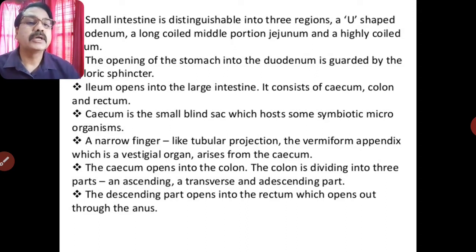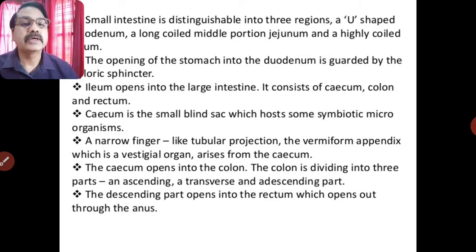Ileum opens into the large intestine. That is the last part of the small intestine, which opens into the large intestine. It consists of cecum, colon, and rectum. So the large intestine has cecum, colon, and rectum. Cecum is the small blind sac which hosts some of the symbiotic microorganisms which are very important for the body.